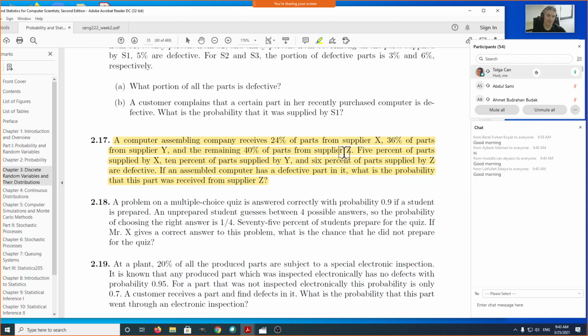So we can actually denote these events. For example, the event X may be the event that the part is from supplier X. So the probability of X is 0.24, and the probability that this is from supplier Y is 36%. If you add those up, you're going to see they add up to 100%. So the first thing we get from the first sentence is that these are exhaustive. A part can either come from X, Y, or Z. These are mutually exclusive and exhaustive events.